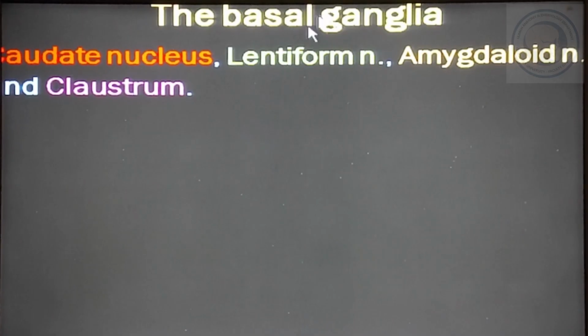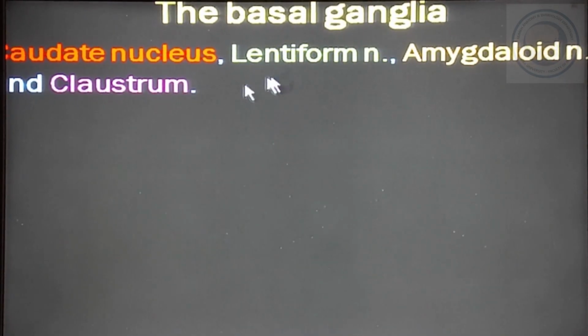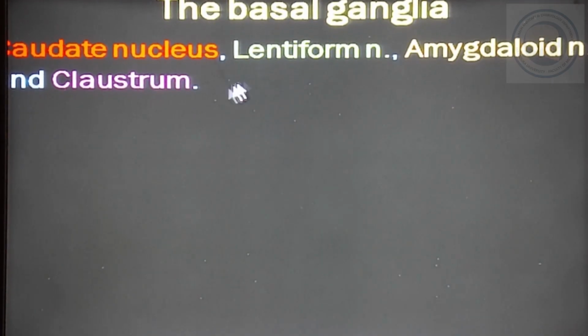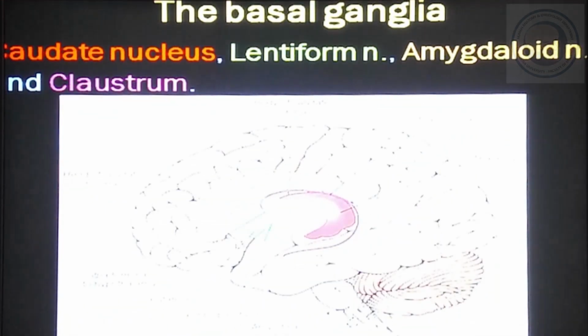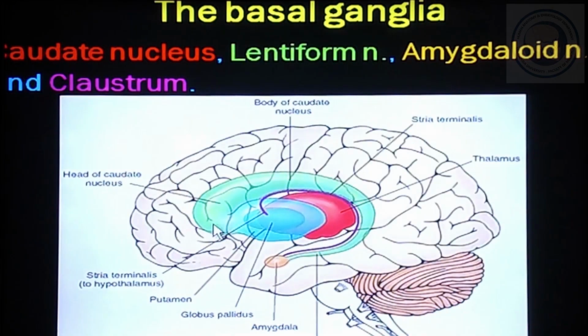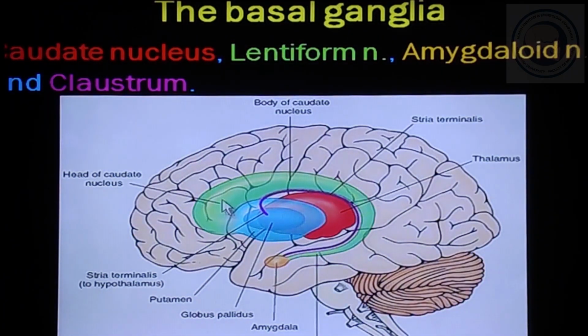We will start with the basal ganglia. Anatomically, basal ganglia include caudate nucleus and lentiform nucleus. Both are called corpus striatum. We will find also amygdaloid nucleus and the claustrum. About the arrangement of these nuclei, we will find the caudate nucleus, the greenish one. It is a C-shaped nucleus. It is formed of head, followed by body, then the tail of caudate, which is continuous anteriorly in the temporal lobe as the amygdaloid nucleus.